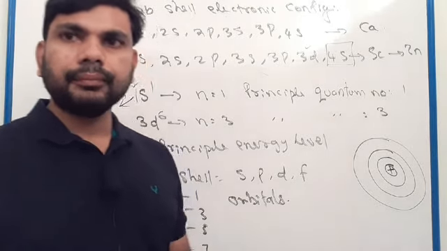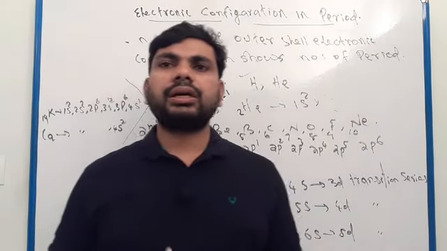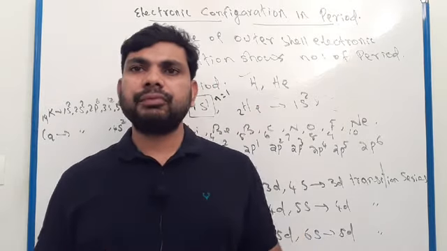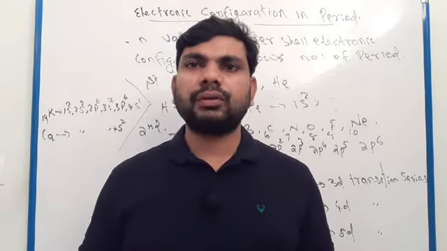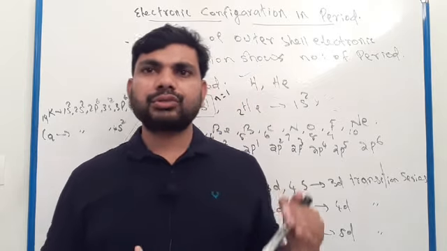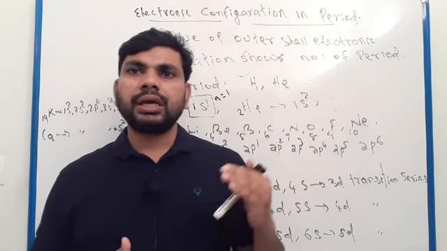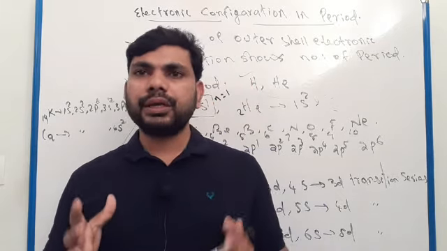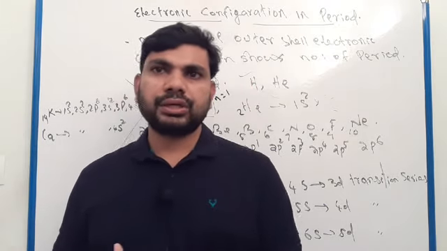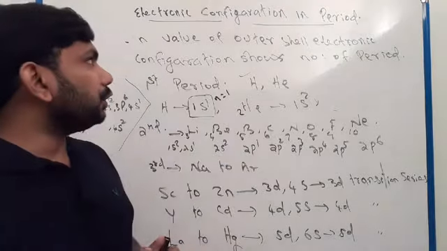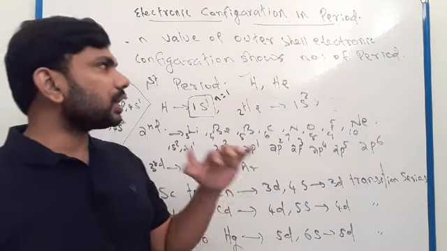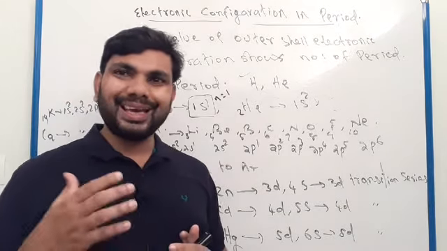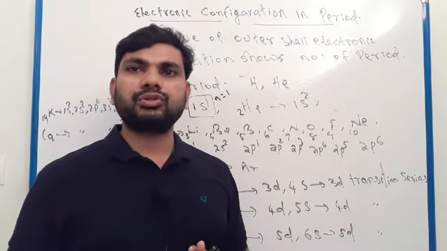Clear? Okay, next we have to discuss the relation between period and subshell electronic configuration. The outer shell electronic configuration helps us to predict the period number of an element. Here the n value of the outer shell electronic configuration shows the number of the period.